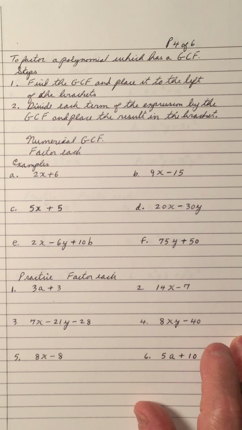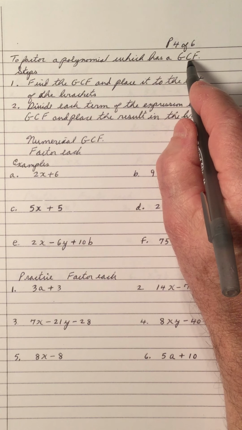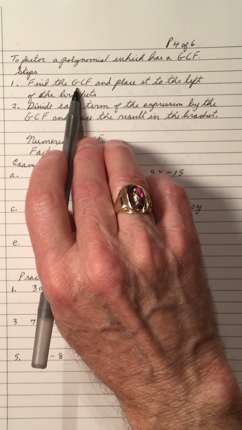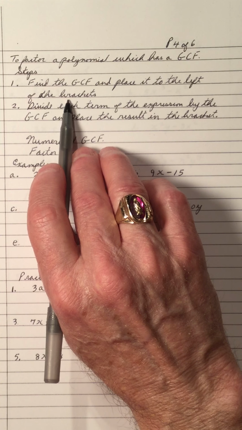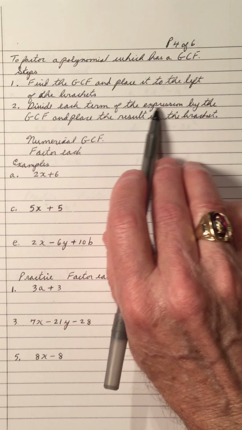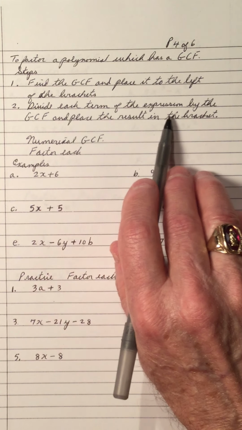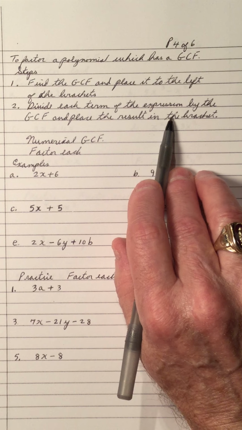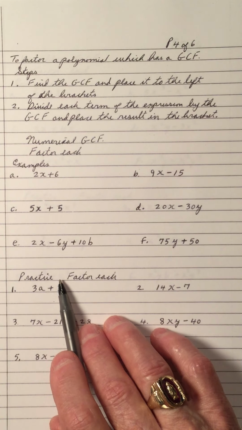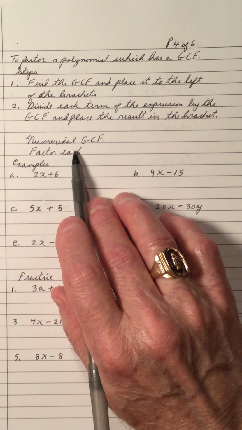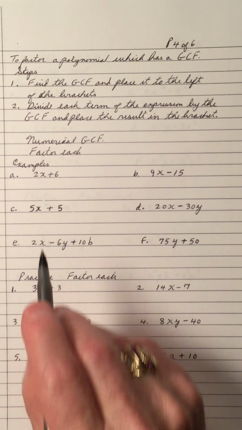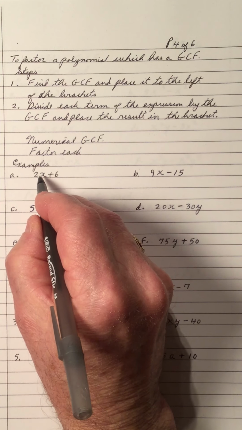To factor a polynomial which has a GCF, let's follow these steps. We'll find the GCF. We'll place it to the left of the brackets. Then we'll divide each term of the expression by the GCF and place the results in the brackets. So let's practice. Here we go. I'm only doing the numerical GCF. Next I'll do the variable, and then I'll do both as I did in the previous videos. So factor each.